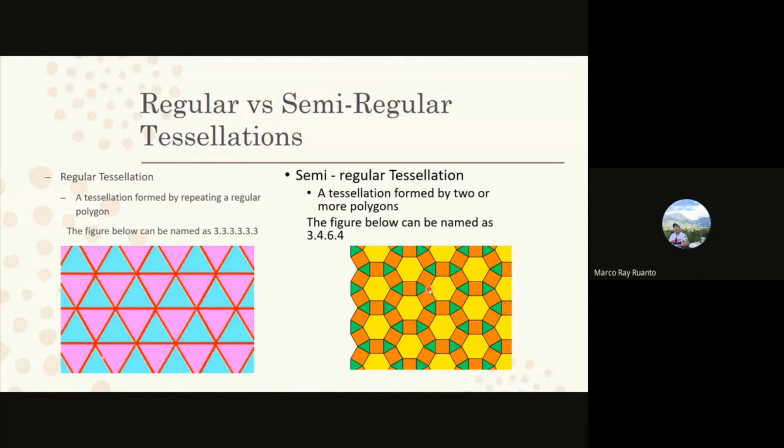Let us try to look at this vertex here. So we can have 3, 4, 6, 4. You can name it in either a clockwise pattern or a counterclockwise pattern. It can also be interchanged, as long as the pattern is either clockwise or counterclockwise. So you may say this is 6, 4, 3, 4, or you may say 4, 6, 4, 3, or you may say 4, 3, 4, 6. So that's how we name a given tessellation.